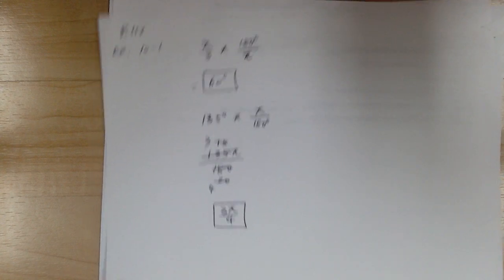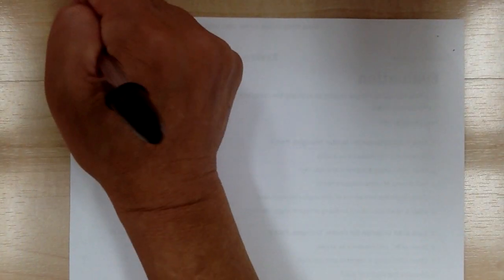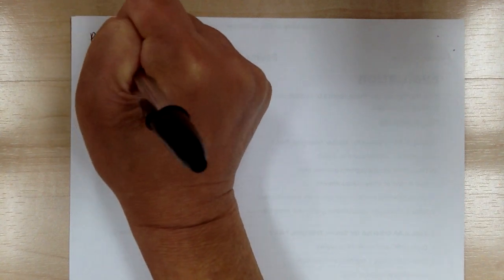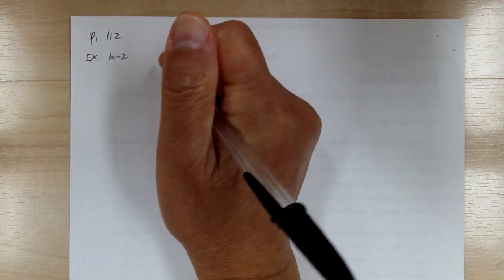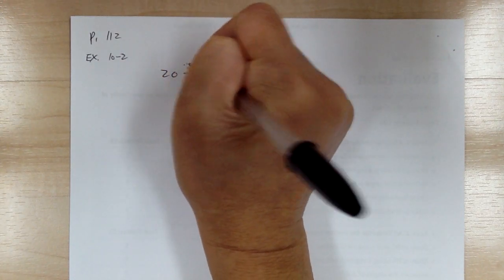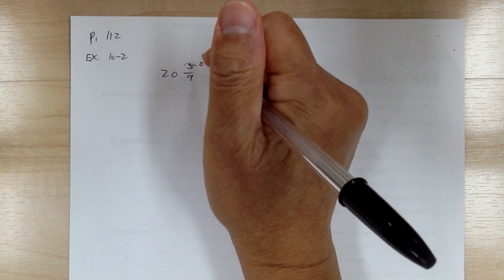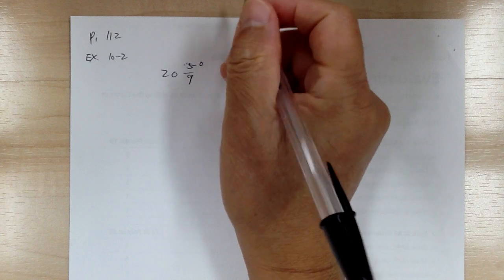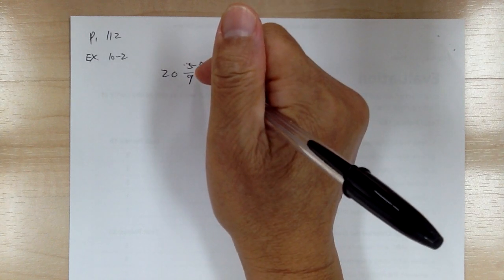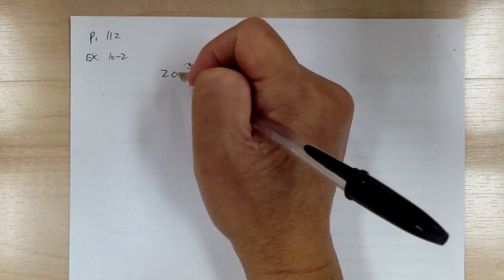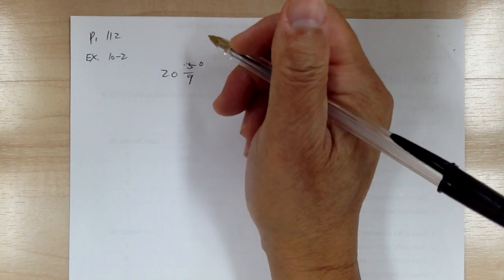Let's go to example 10-2. You want to write 20 and 5/9 degrees in degrees, minutes and seconds. When you measure in a circle, it's similar to time: degrees are like hours, minutes are just like minutes, and seconds are seconds.